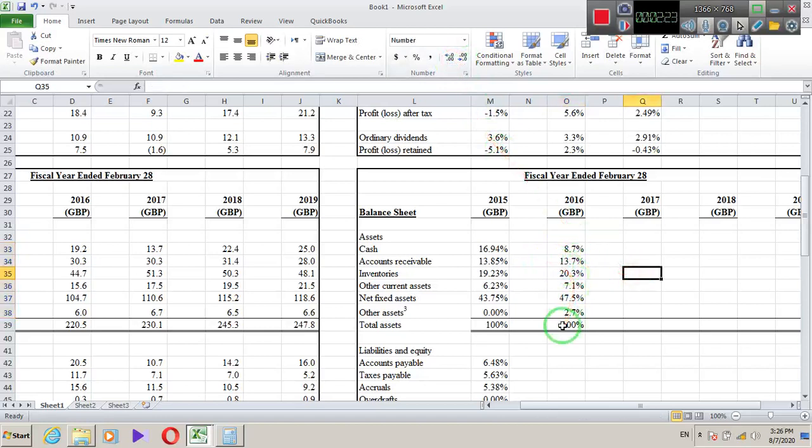Cash is 8.7%, account receivable is 13.57%, inventory is 20% of total asset, 7.1% as other current asset. Net fixed asset is 47.5%. The margin of net fixed asset is very large, and there is no other item that has a greater percentage than 47.5%. So 47.5% is the largest percentage there as net fixed asset. So in the total asset of this company, the value of fixed asset is larger than the current asset.